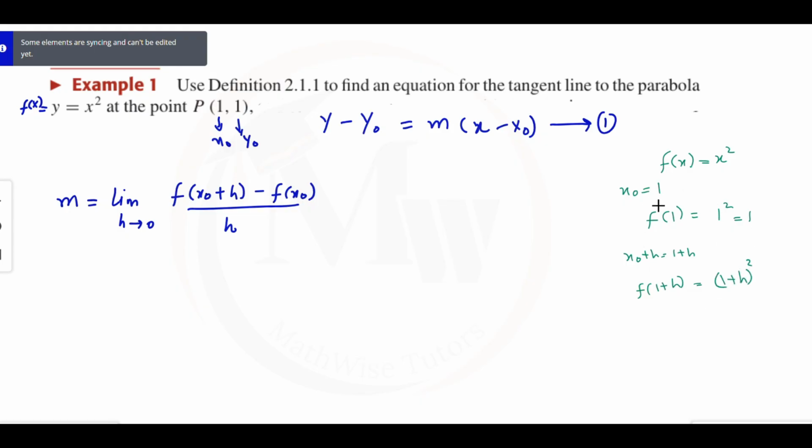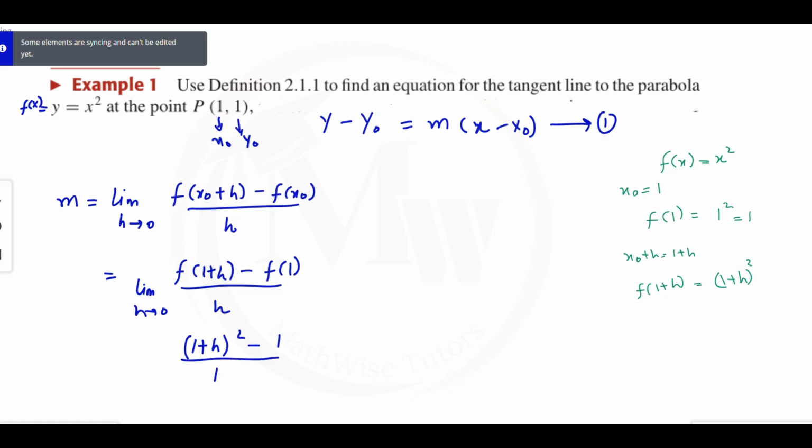So let's plug these values in this formula. First we need to open it. Let's remove this x naught by plugging the value. This is actually f of 1 plus h minus f of 1, divided by h, with limit h approaches 0. So plug the value of f of 1 plus h, which is (1 plus h) square. So (1 plus h) square minus what is f of 1? That's 1, divided by h, with limit h approaches 0.